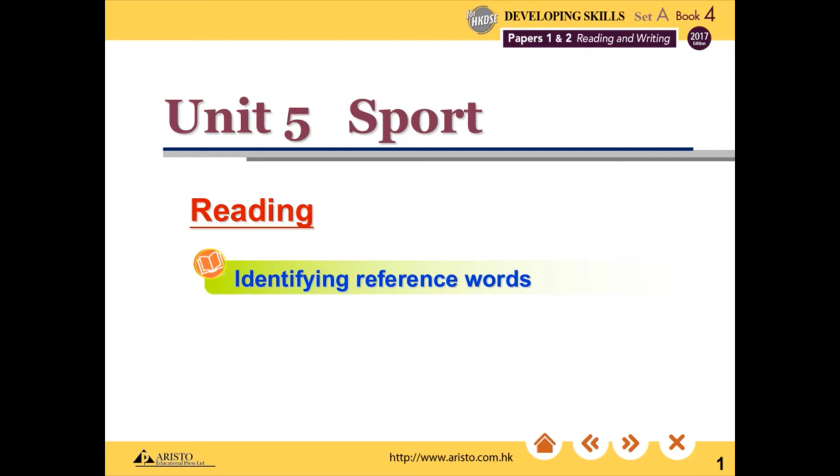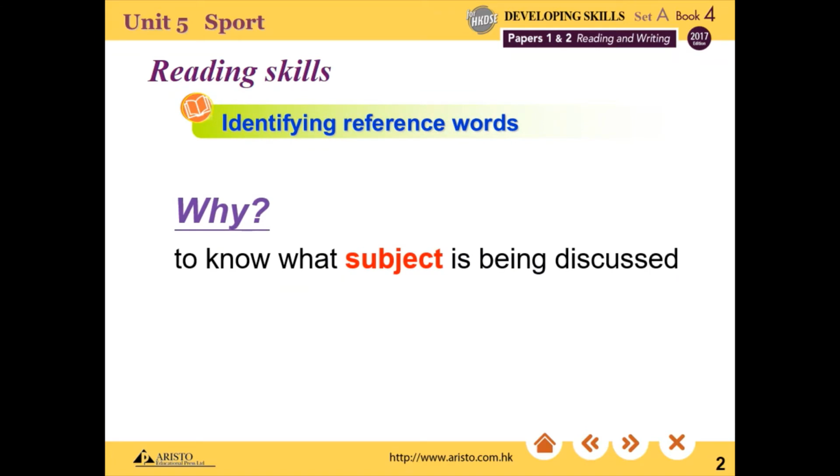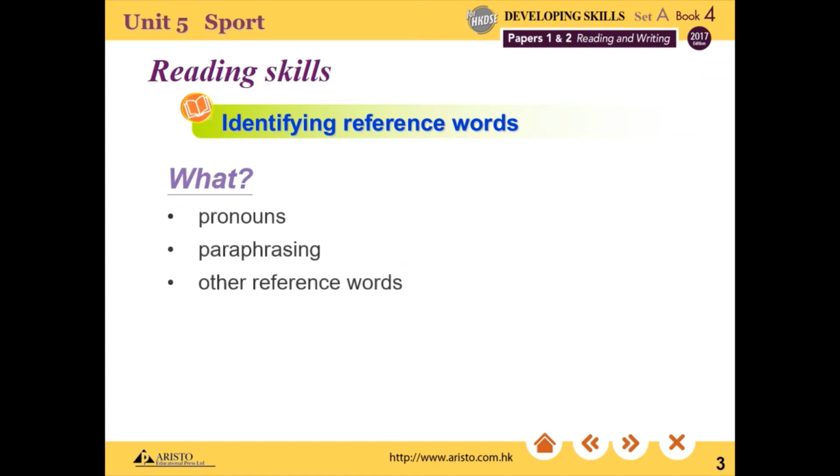In Unit 5, you'll learn to identify reference words in a text. We'll take a look at what this reading skill is and how to apply it in the Paper 1 exam. You may ask, why do we need to identify reference words in a text? We do this because it can help us know what subject is being discussed in the text. When we look for reference words, we can look at pronouns, paraphrasing, and other reference words.